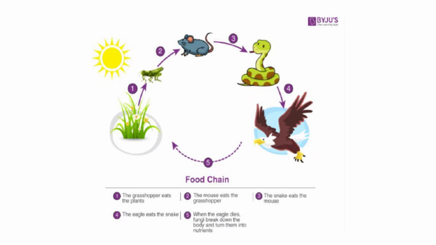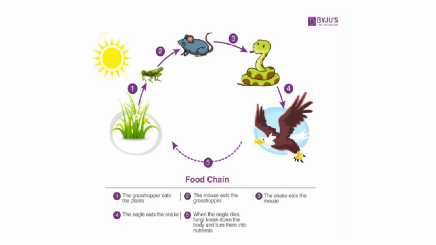The sun is the main source of energy for all life on Earth. Plants use sunlight to make food through photosynthesis. The plants are the producers. They make their own food using sunlight, water, and carbon dioxide. They are called producers because they produce food for others.